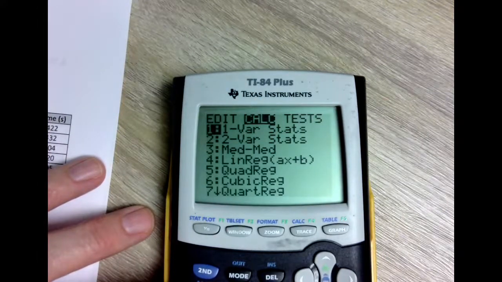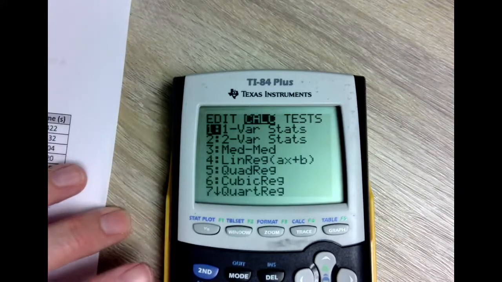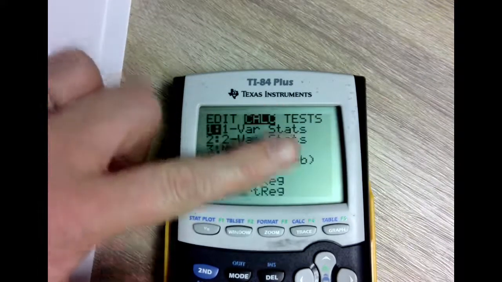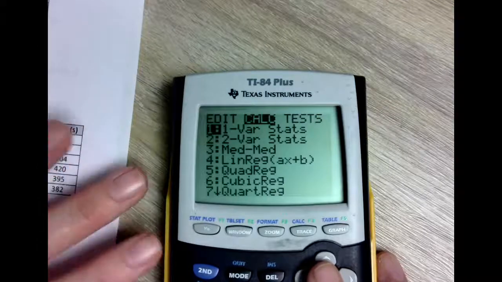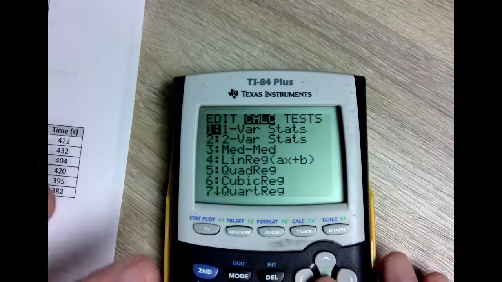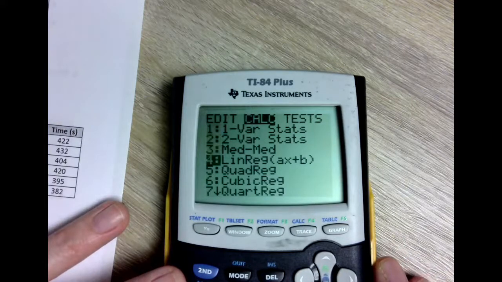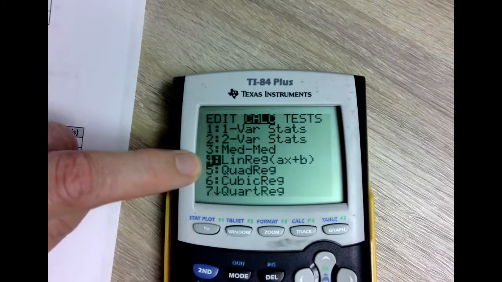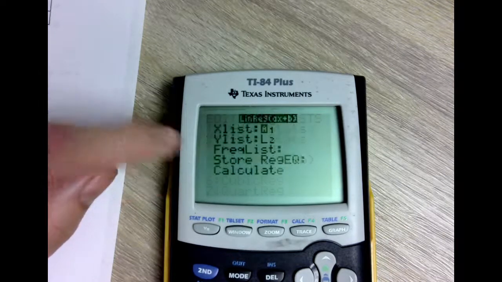So hit the button stat. Move over. You should be here. We want the line of best fit. We don't want a cubic, we don't want a quartic, we don't want a quadratic. We want just a regular line. So we're going to go down to where it says line reg, and we push enter.